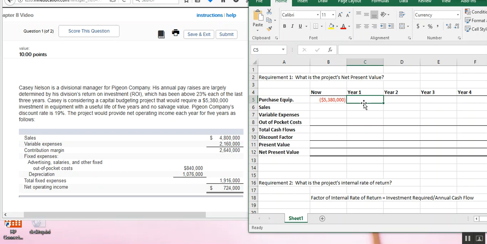So when we get to year 1, it says that we're going to have sales associated with this, which is a cash inflow of $4,800,000. Oops, is that on the wrong line? So that's going to be a cash inflow. We're going to also have some cash outflows, which would be partly variable expenses, and we get those over here from our chart. So that's $2,160,000.